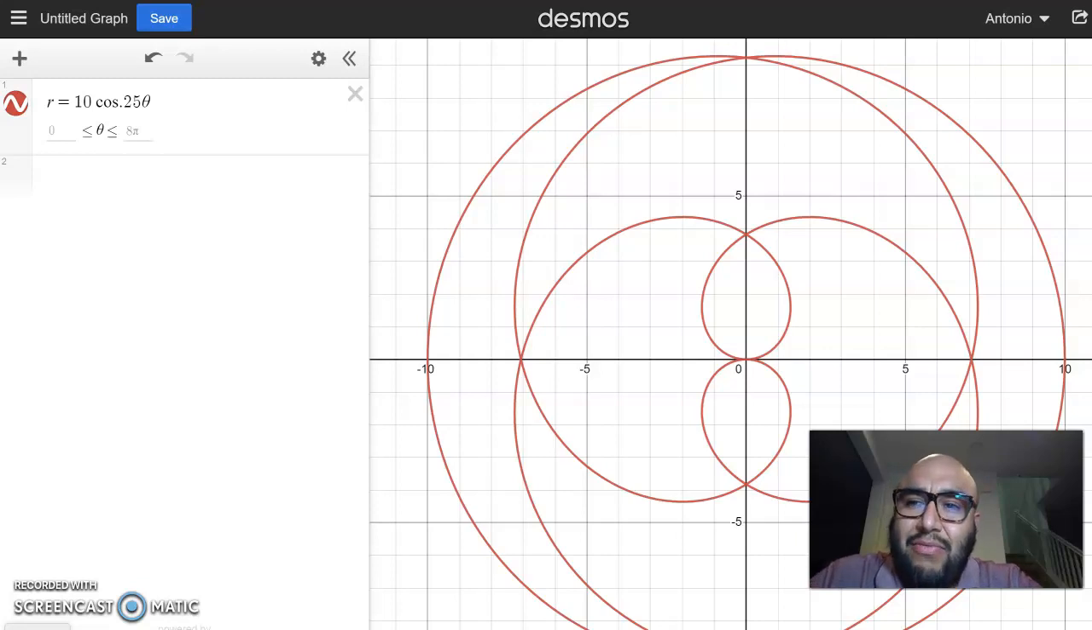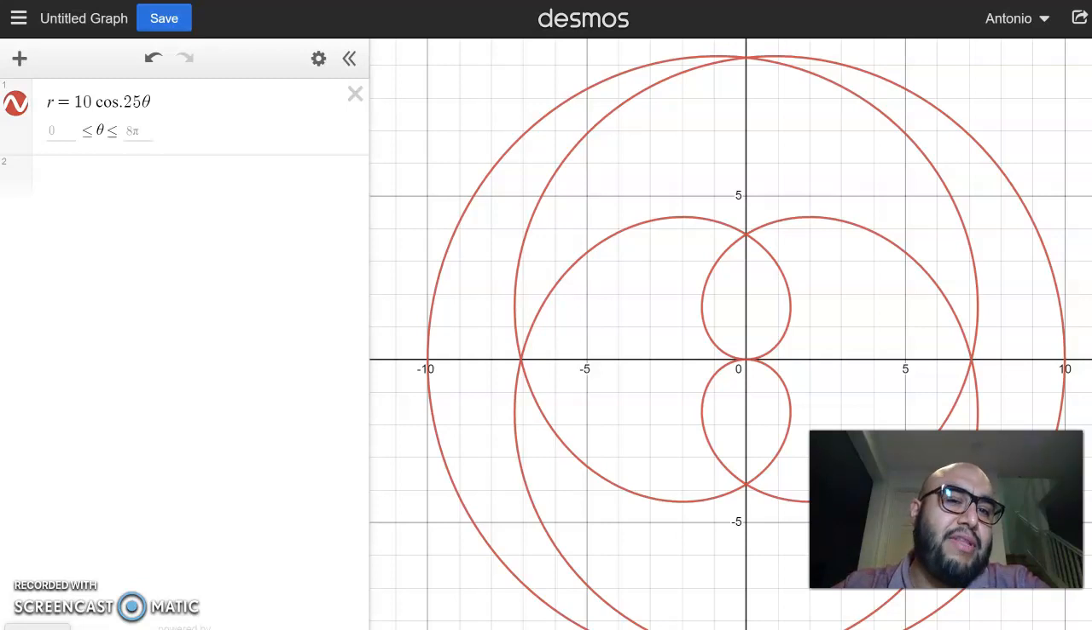The reason we want another way to represent points is because in the polar system, it might be easier to represent some curves, or it might be easier to generate some more interesting curves. What you see in front of you is an example of such a curve. Here, in polar coordinates, we have r is equal to 10 cosine of 0.25 theta.